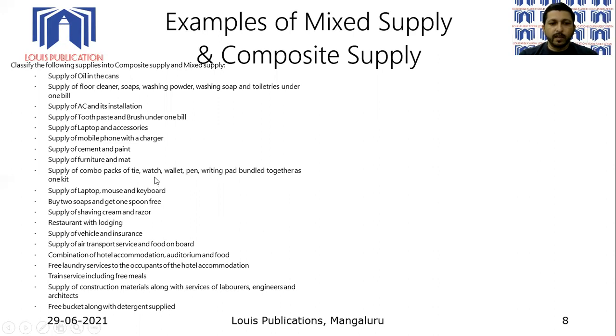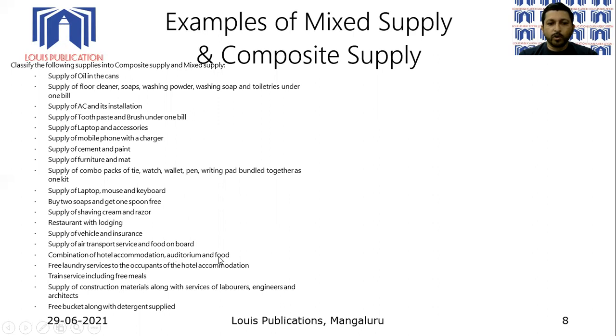Supply of combo packs of tie, watch, wallet, pen, and writing pad bundled together as one kit is a clear example of mixed supply. Laptop, mouse, and keyboard, which we just saw, is an example of mixed supply. Two soaps and one spoon free is an example of mixed supply. Supply of shaving cream and razor is mixed supply. Restaurant with lodging is mixed supply. Supply of vehicle and insurance is composite supply. Air transport service and food on board is an example of composite supply.